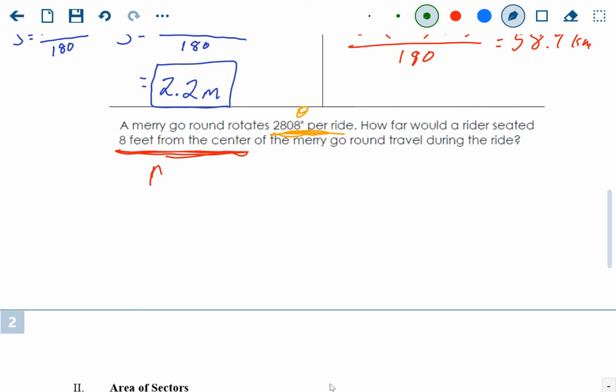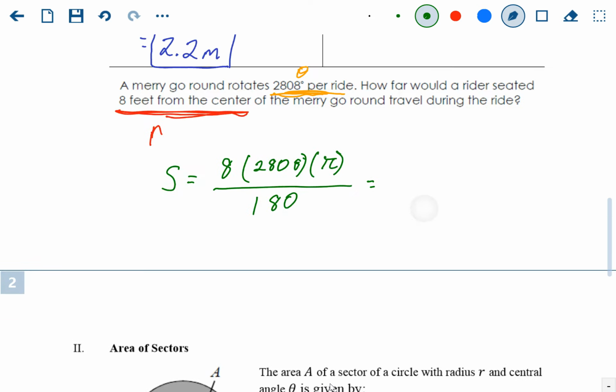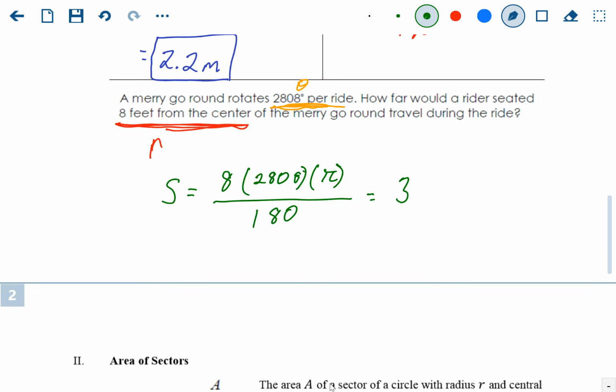All right, and just plug it in again. We're trying to find the distance traveled. It's going to be the total arc length of this circle that goes around multiple times. So start with the radius, 8, times the degrees, 2,808, and then since again it was in degrees, times pi over 180. Which means that rider on the merry-go-round went 392.1 feet.